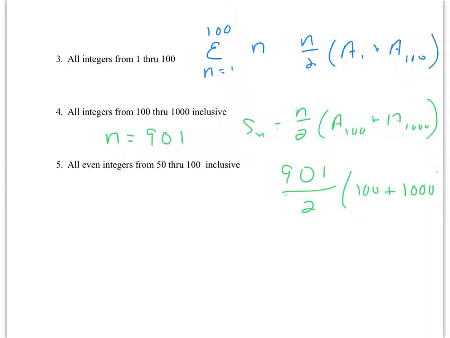We now need to add 100 plus 1,000 is 1,100, and I'm actually pulling out my calc here: 901 divided by 2 times 1,100, and we should get 49,550, and that was a 4.